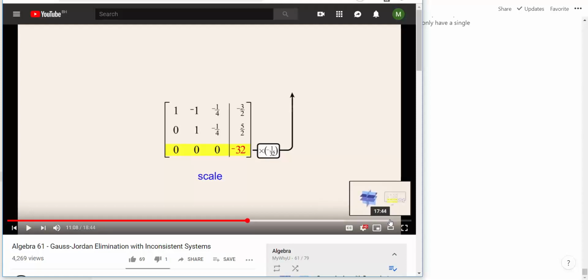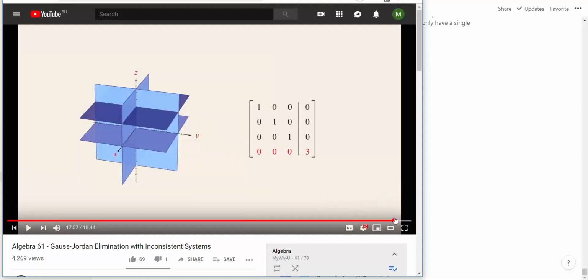I'm not sure why I've missed that. I mean, in this very last example.